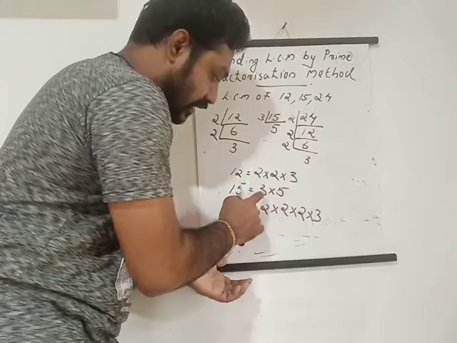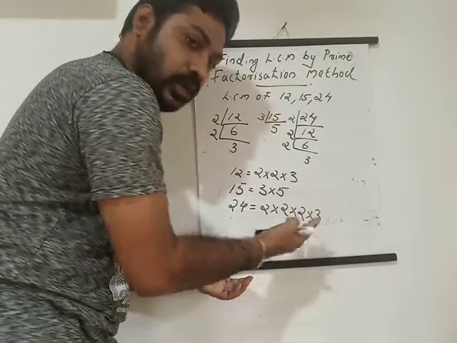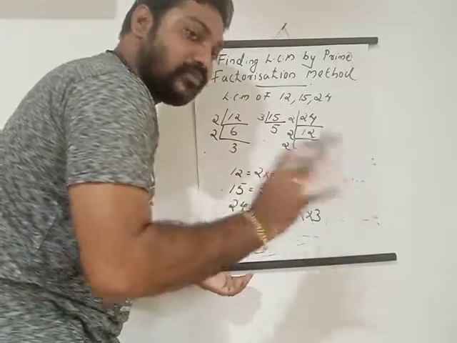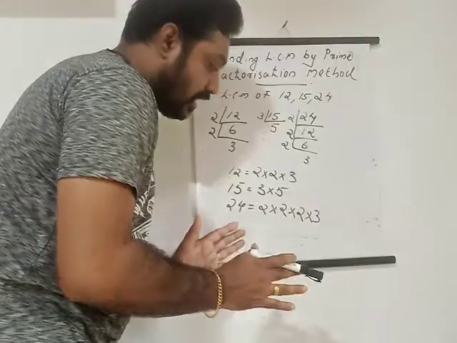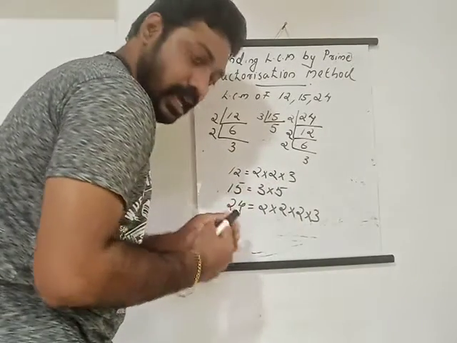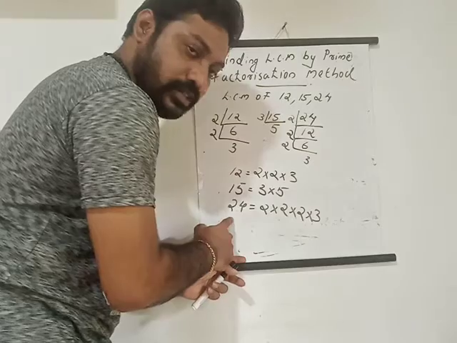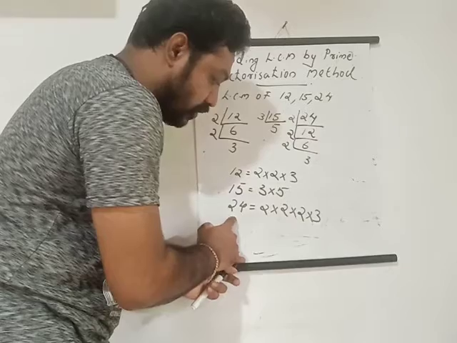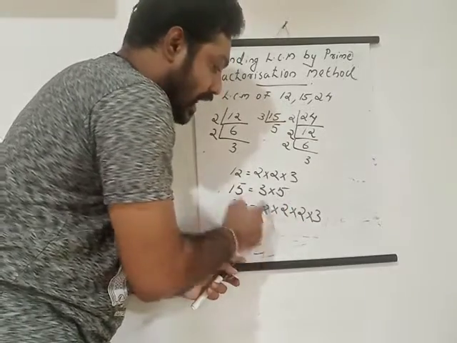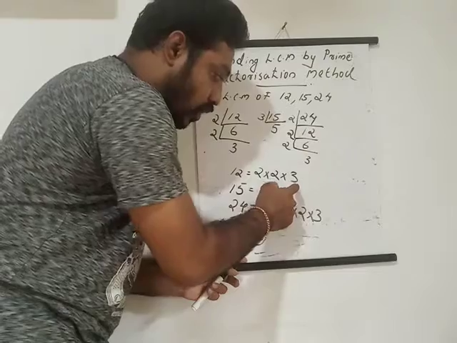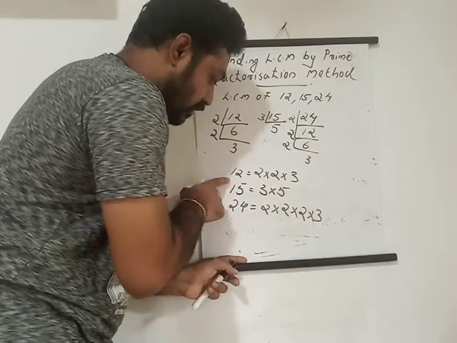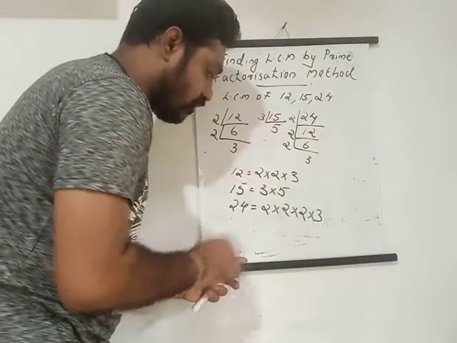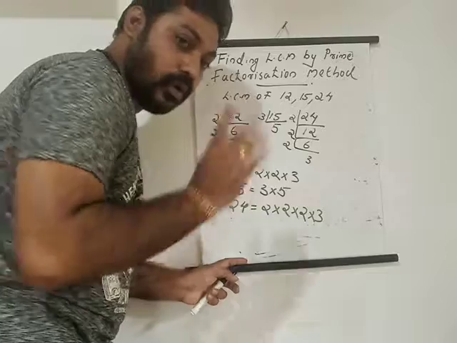2 is there, 3 is there, and 1 5 is there. There is no other number. So 2, 3 and 5 are there. You can see that 2 is here in 12 and 24. In 12, 2 times 2 is there, and in the case of 24, 3 times 2 is there. And 3 is in all of these: in 12 one 3 is there, in 15 one 3 is there, in 24 also one 3 is there. In the case of 5, only in 15 is 5 there.